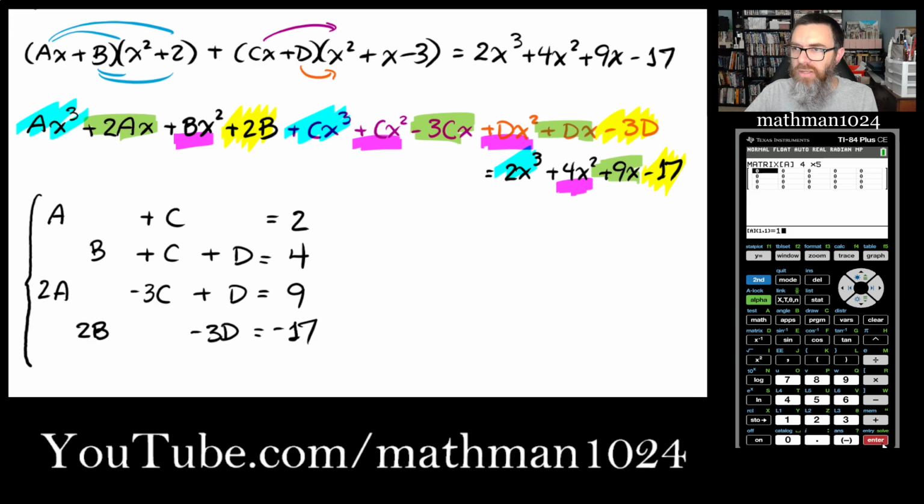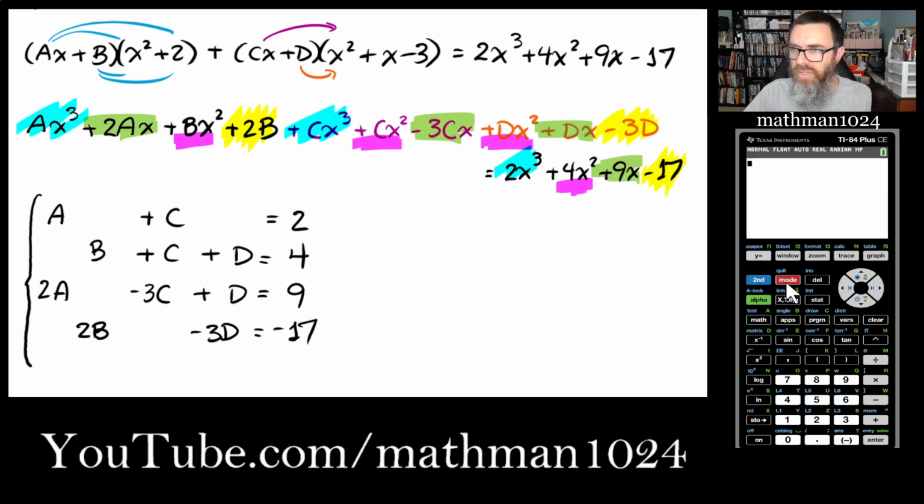So I have 1, 0, 1, 0 equals 2. Then we have 1, 1, 1, and 4. 2, 0, negative 3, 1, and 9. Then we have 0, 2, 0, whoops, 0, negative 3, and negative 17. All right, so that contains all my information.